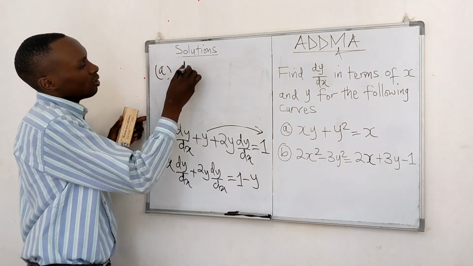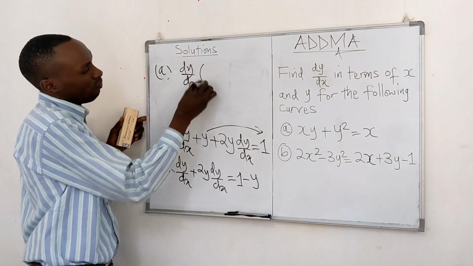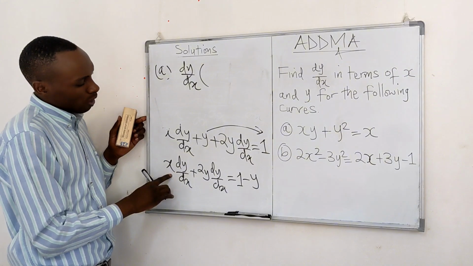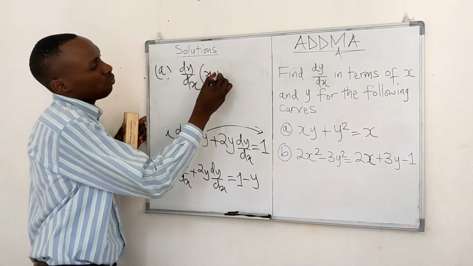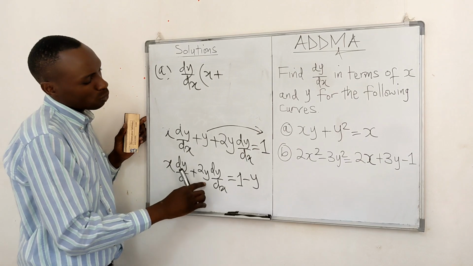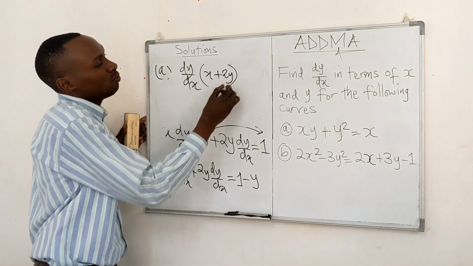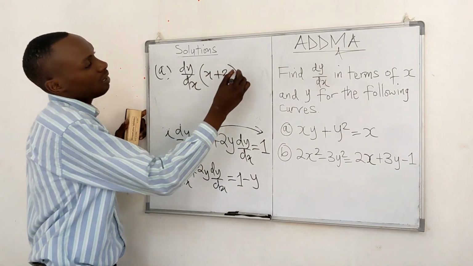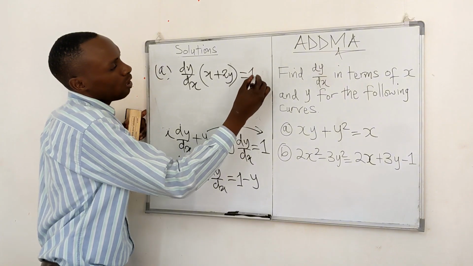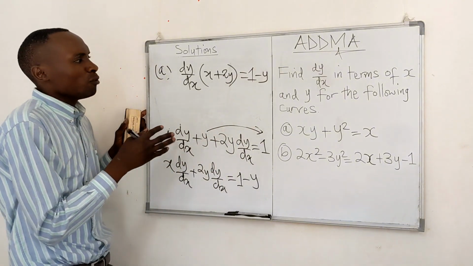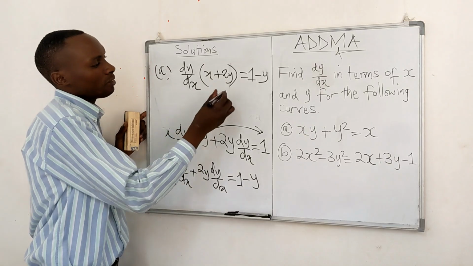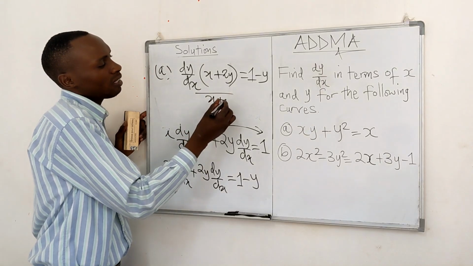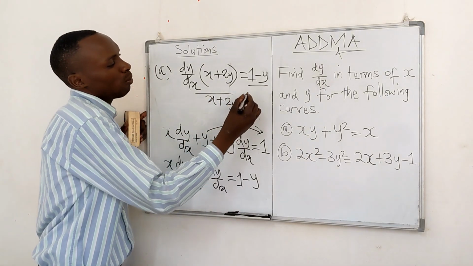Factoring out dy/dx gives us the following. For the first term, we remain with x, then plus, for the second term, we remain with 2y. If we factor out dy/dx, this is going to equal 1 minus y. To get dy/dx, we divide both sides by x plus 2y.